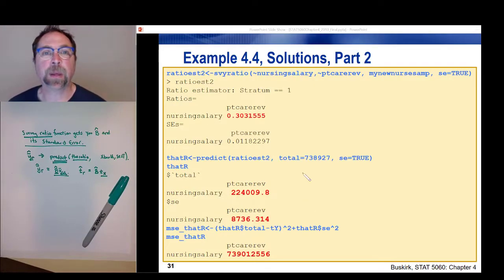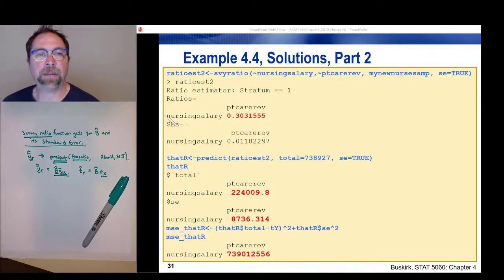Let's check it out. So in order to do this, I need to calculate the survey ratio. I need to identify the Y variable, which is the nursing salary. I need to identify the patient care revenues, which is the X variable, my survey object, and the fact that I want standard errors. Again, we're used to seeing this. Now we're getting an output. And again, this is telling me that the Y variable is nursing salary, the X variable is patient care revenues, and my B hat estimate is a little over 0.3.